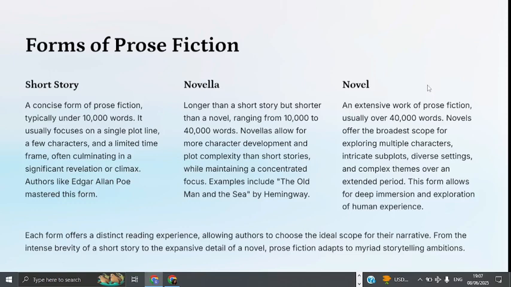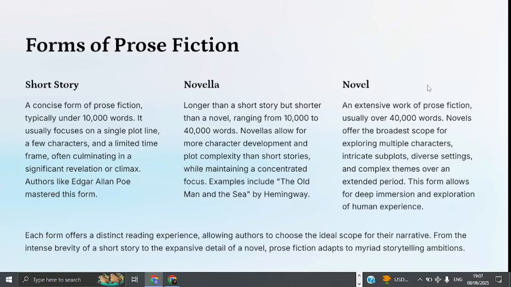The short story is a form of prose fiction, typically under 10,000 words, and it usually focuses on a single plot line, a few characters and a limited time frame, often culminating in a significant revelation or climax. An example of an author under the short story aspect is Edgar Allan Poe, who wrote the short story The Tell-Tale Heart, and also The Lottery.